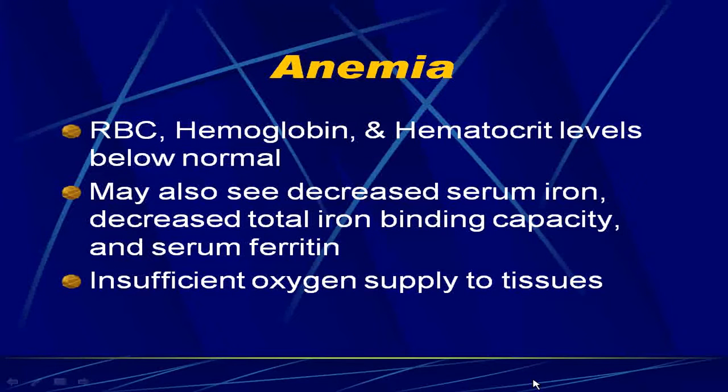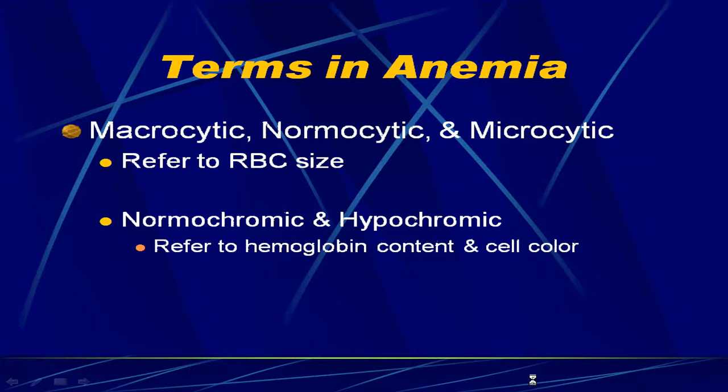And a person will have insufficient oxygen supply to the tissues with anemia, and that makes sense because we said that the red blood cells are responsible for carrying oxygen throughout the body. So when we have a person that's anemic, then they have a decrease in their red blood cells, and so they're going to have a decrease in the oxygen that's going to be delivered to their tissues.